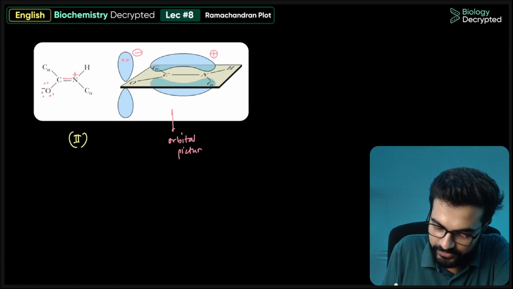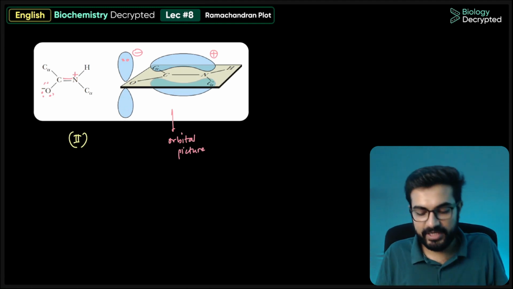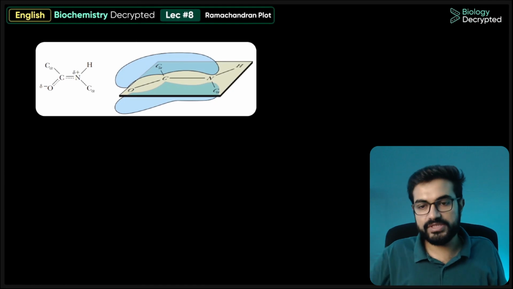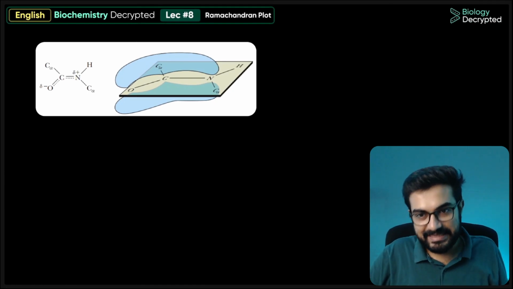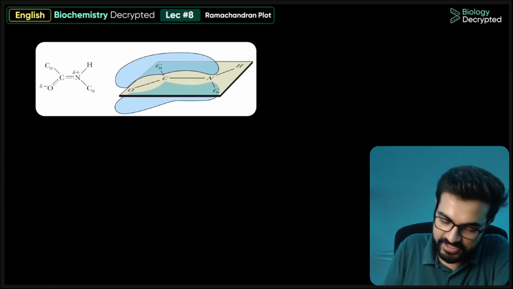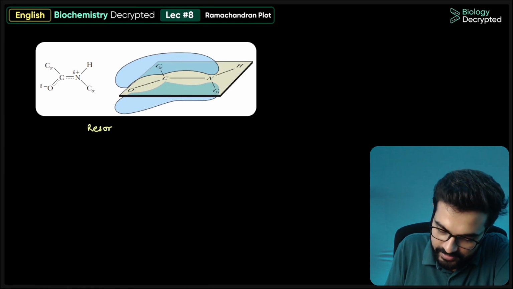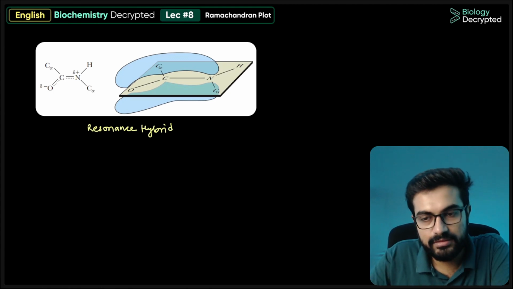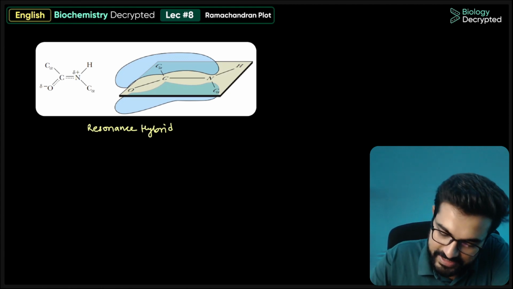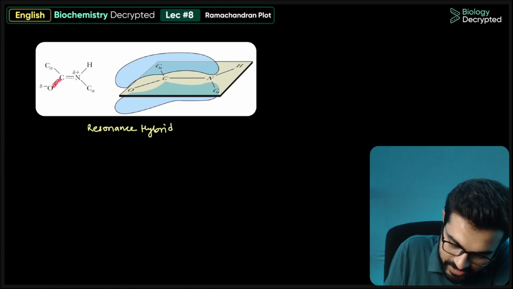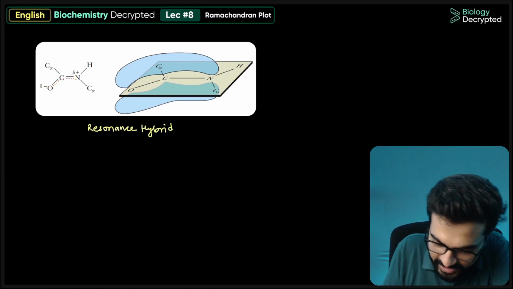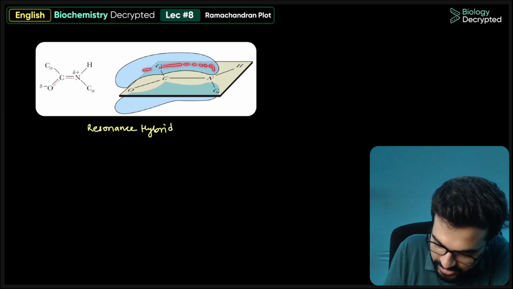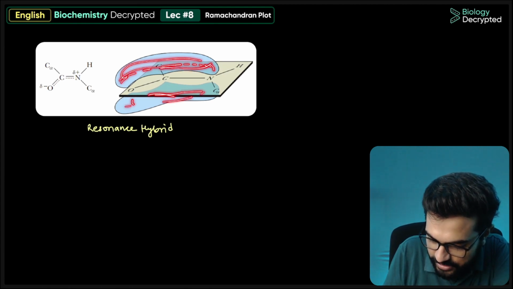Now moving forward, you can see the different orbital pictures. Moving forward, what you can see here is this. This is actually the structure of the resonance hybrid. This is the resonance hybrid, and what we can see here is this is getting delocalized. This is how you can draw it in a dotted manner, and this is how the electrons are going from here to here and here to here, and this is how they are doing resonance.